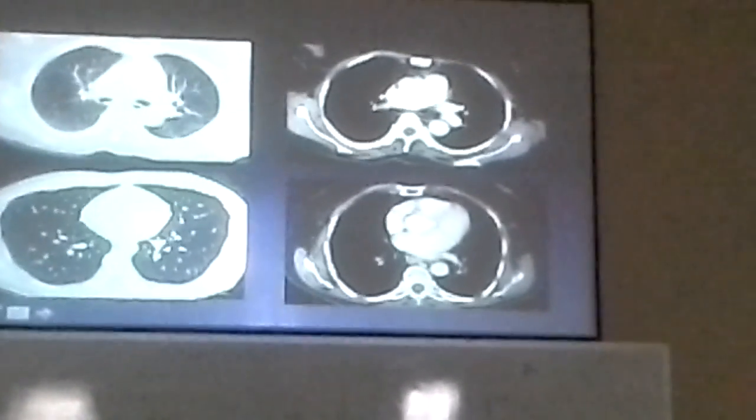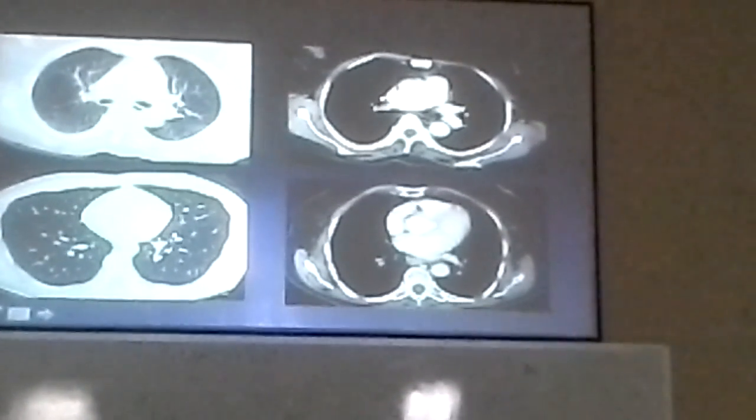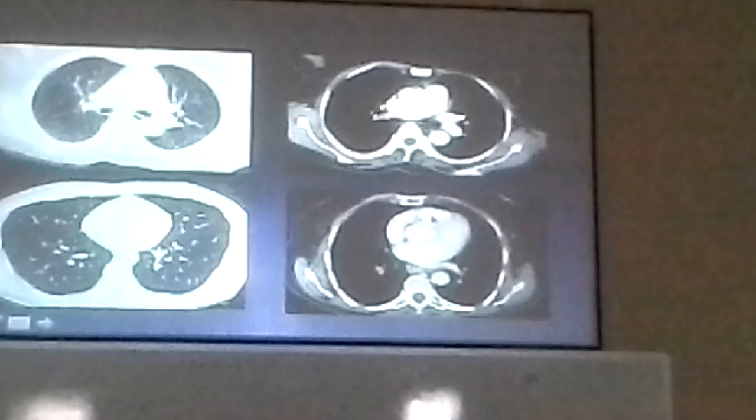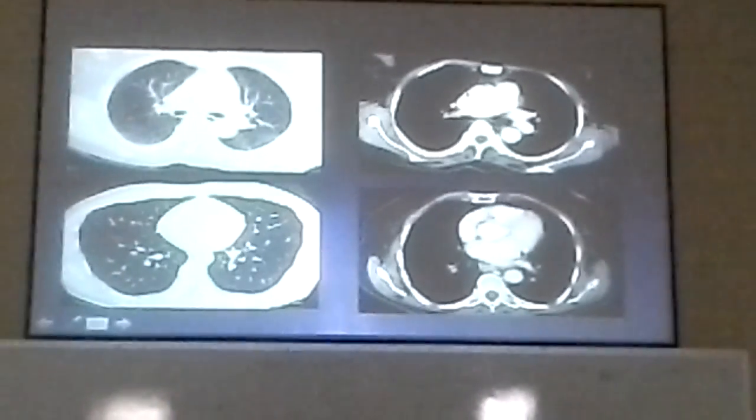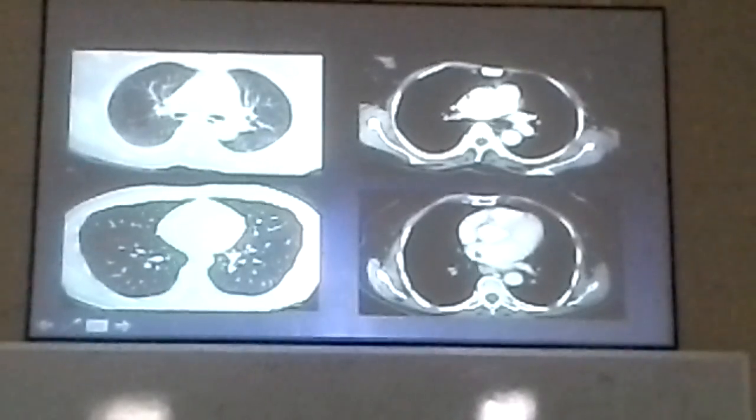Descending aorta. What about this? The right atrium is anterior and on the right side. The right ventricle is anterior and on the left side. The left ventricle is on the left side and slightly posterior. And behind all these structures is the left atrium. And these are the pulmonary veins entering into the left atrium.